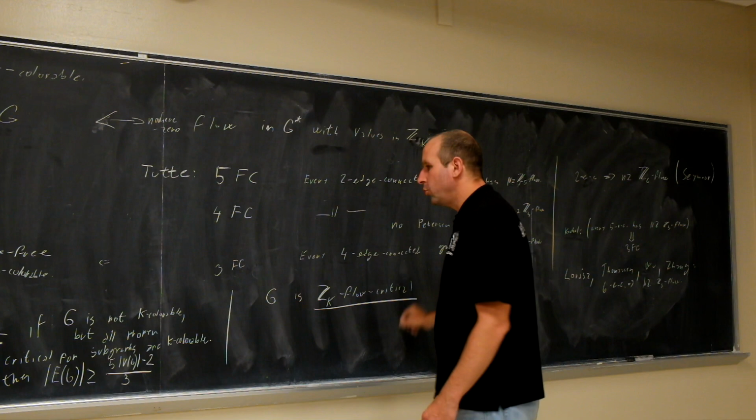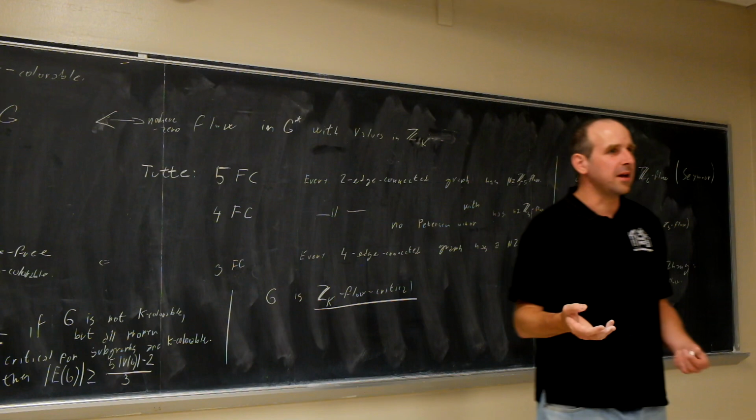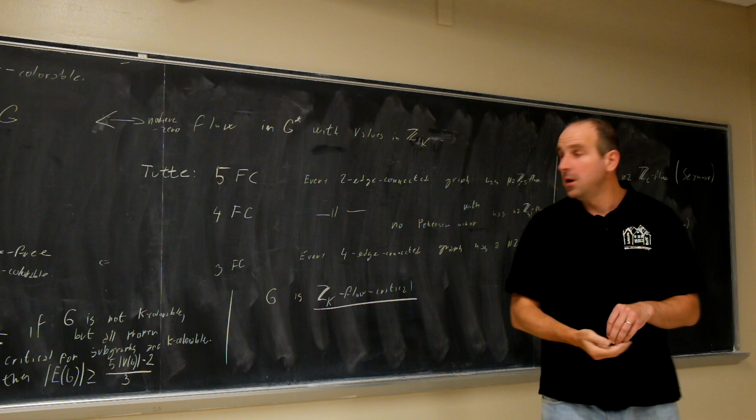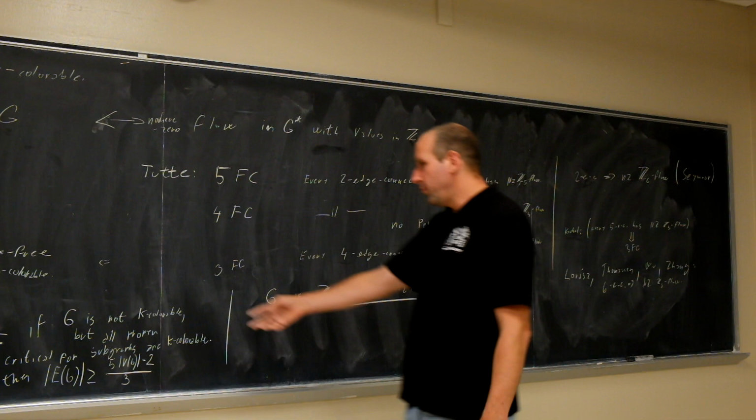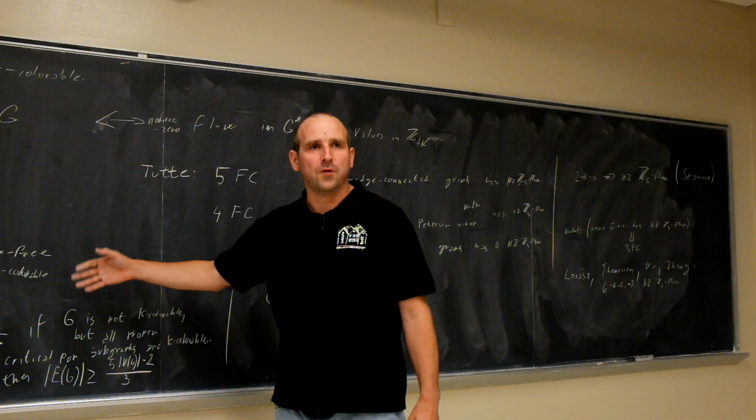To mean basically something like this: the graph doesn't contain ZK flow, but anything which is properly contained in it does. And what containment do we want to have here? Well, here this is basically for coloring. This is basically about deletion of edges. So when you delete an edge, your graph suddenly becomes colorable.